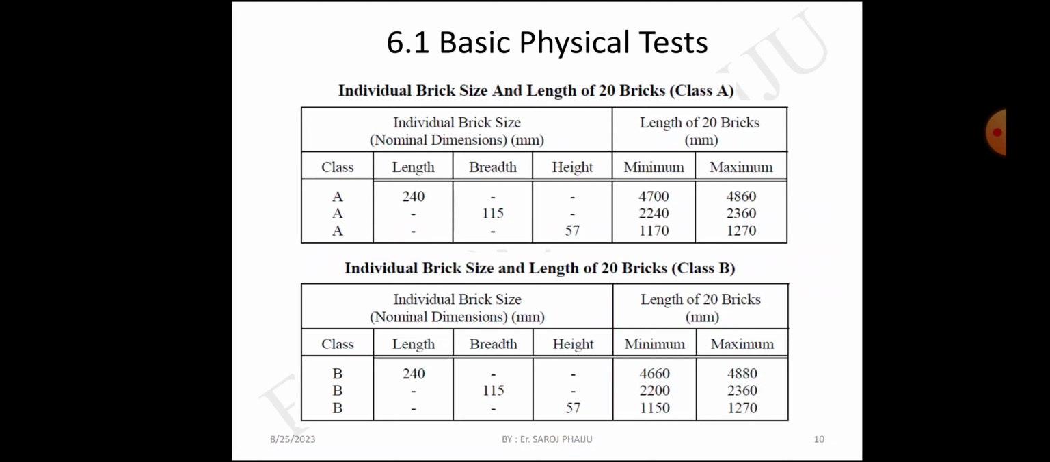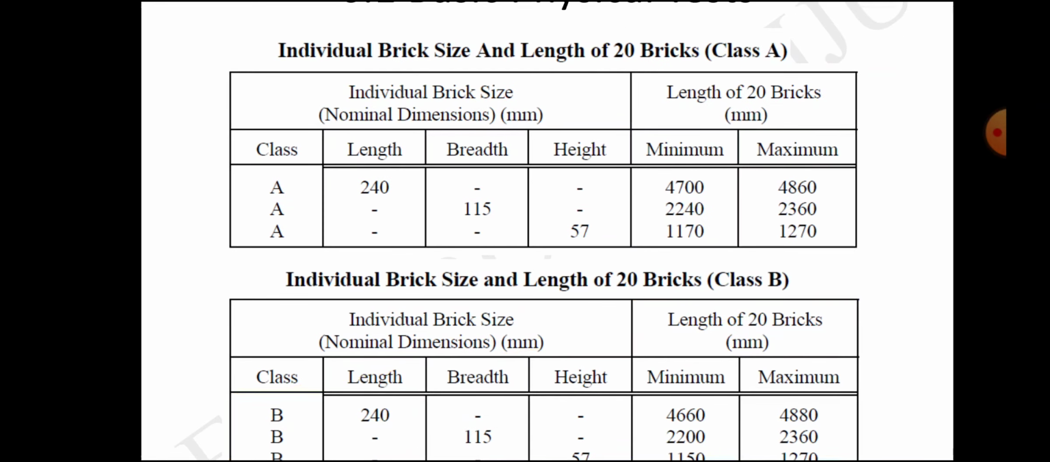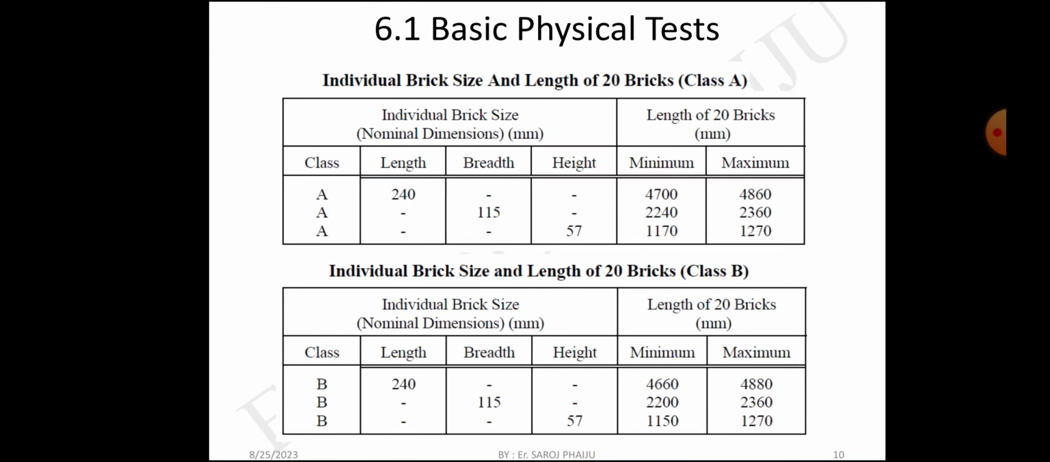Individual brick size and length of 20 bricks, class A. Individual brick size nominal dimension in mm, length of 20 bricks in mm. Class A: length 240, breadth 115, height 57. Then the minimum for class A: first 4700, second 2200 to 40, third 1170. Similarly the maximum: first 4860, second 2360, third 1270.